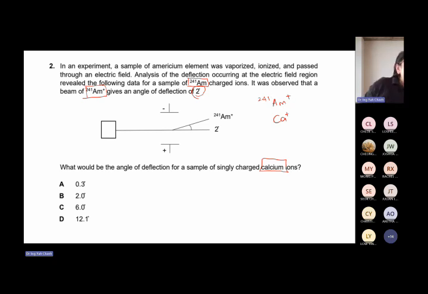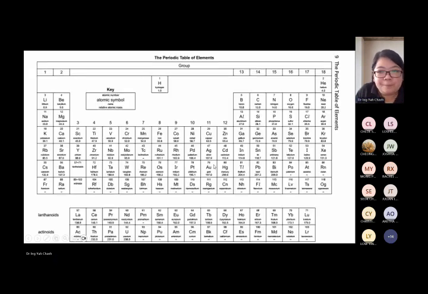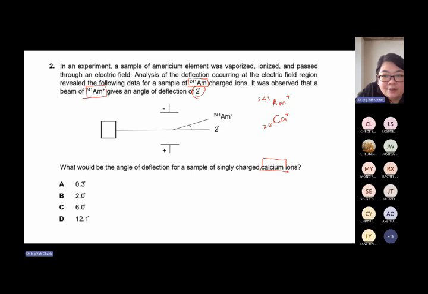but they didn't give you the proton number or the nuclear number of calcium. So let us just look at this periodic table. Calcium here, 20 proton number. Now americium also I need to find, which is here, 95. Okay, let's go back. Yeah, so this is 20, this is 95.